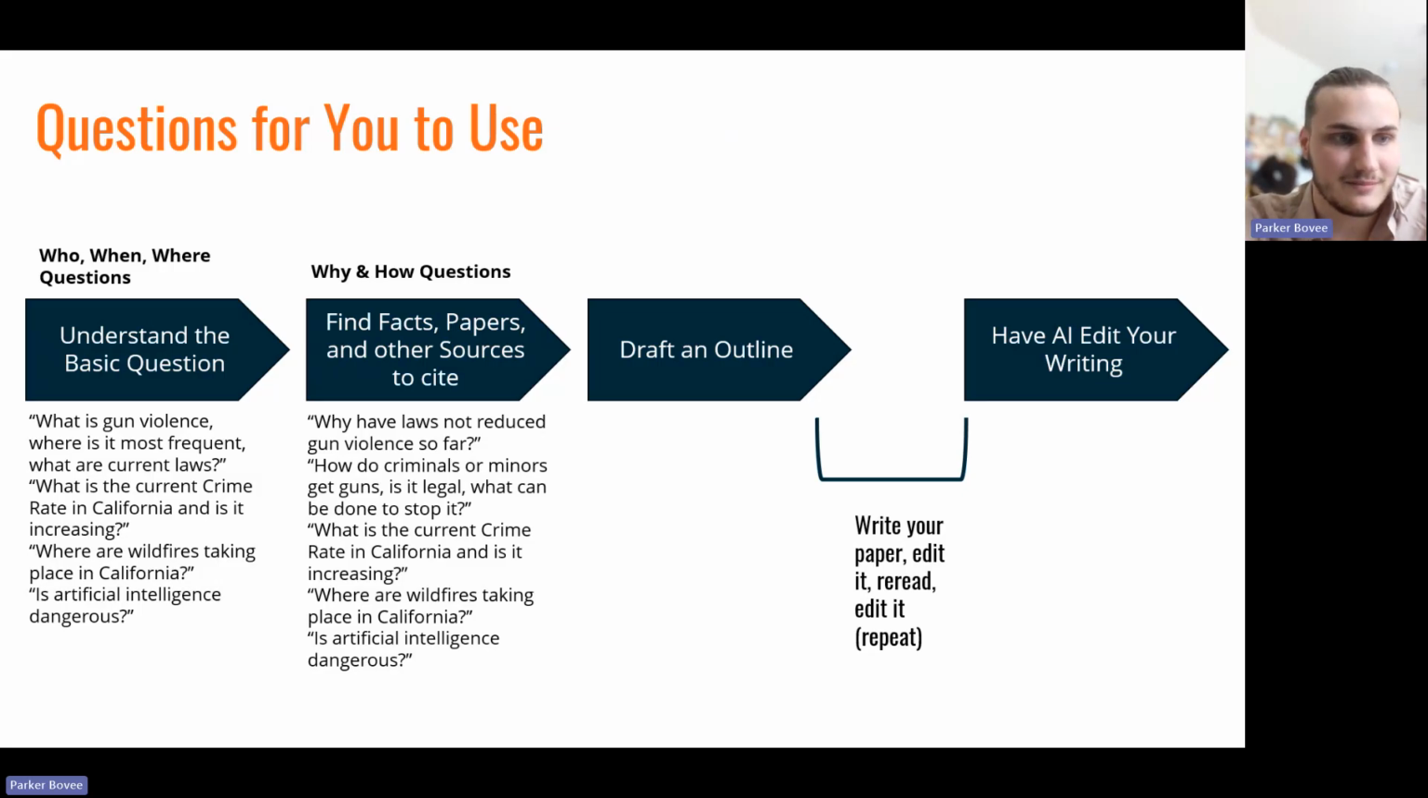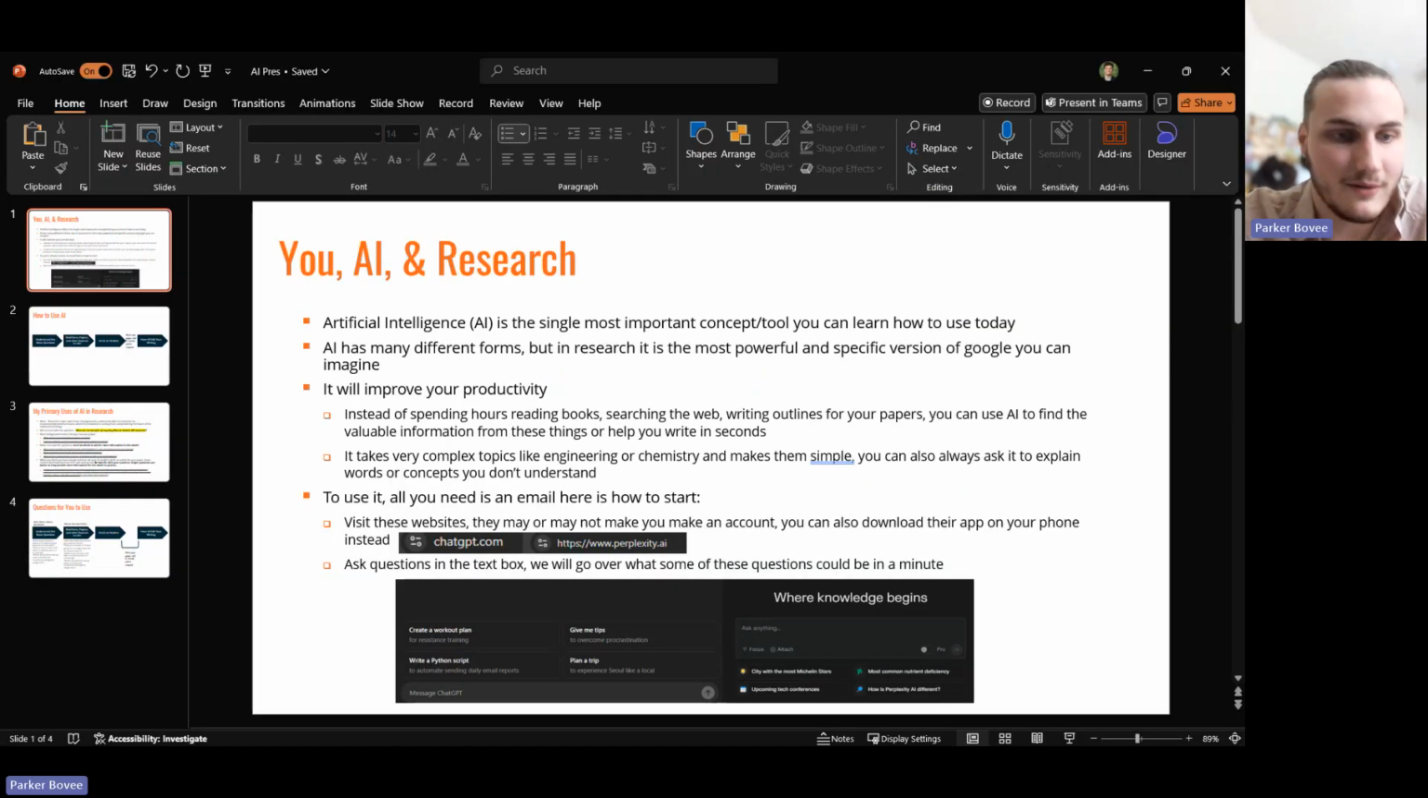Where are the wildfires taking place in California? Is artificial intelligence dangerous? Again, a lot of these can be reused and done again. So that is the basic premise. Now, what I'm going to do is take you through one of these models, what it looks like. If I can find a way to pull it up. There we go. So this is what Perplexity looks like. This is what ChatGPT looks like. Not actually all that different, it turns out.